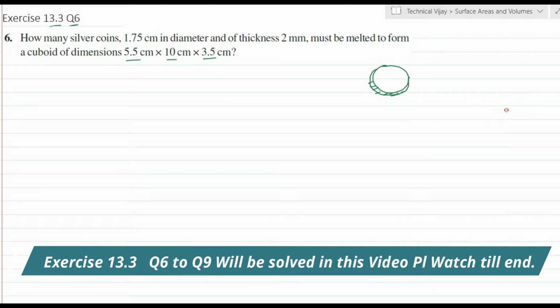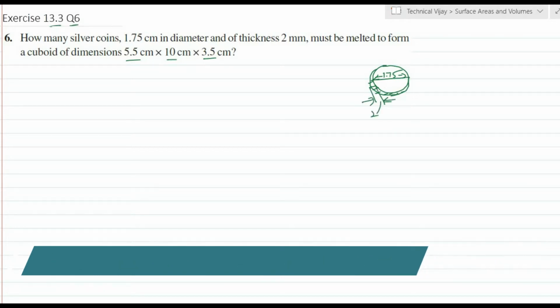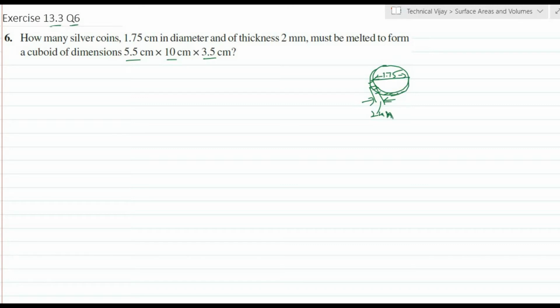These silver coins are having 1.75 centimeter diameter, and the thickness is 2 mm. So this volume into how many number of these coins is equal to the volume of this cuboid. The cuboid dimension he has given is 10 into 5.5 into 3.5: 10 centimeter length, 5.5 centimeter breadth, and the height will be 3.5 centimeter.